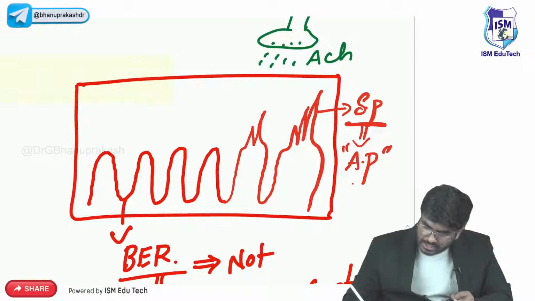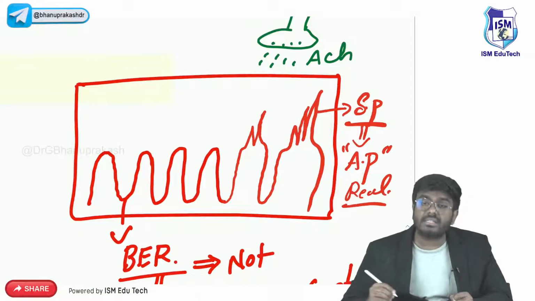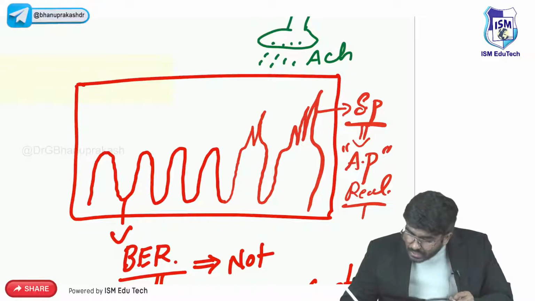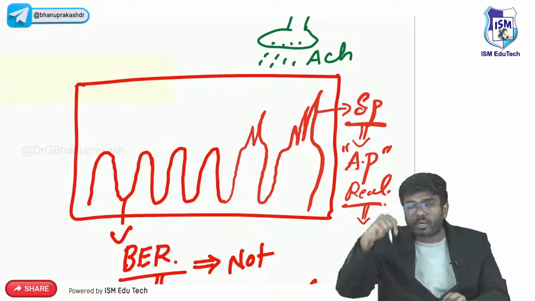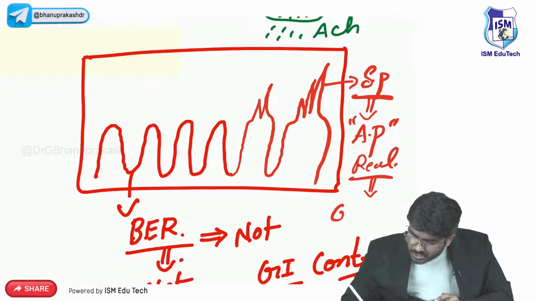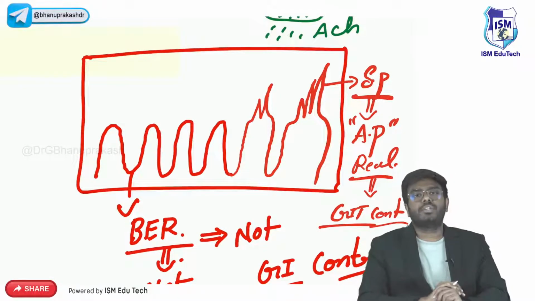They are the real action potentials. Okay, these are the real action potentials. Now they are responsible for these action potentials. These are spikes. They are responsible for GIT contractions. Okay, this is the MCQ.